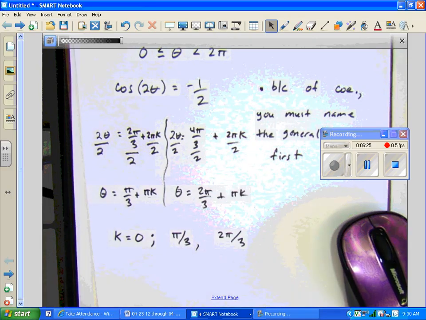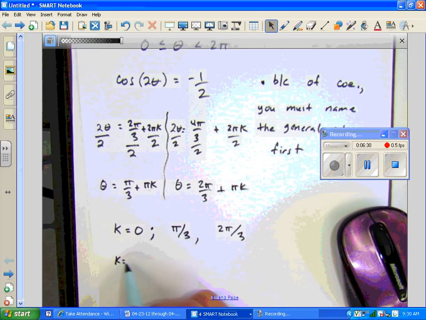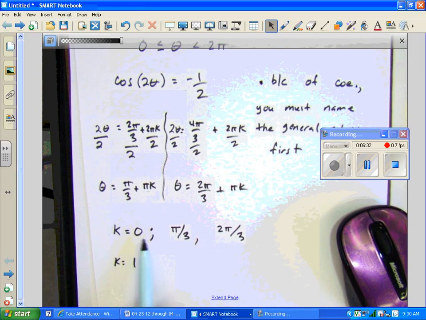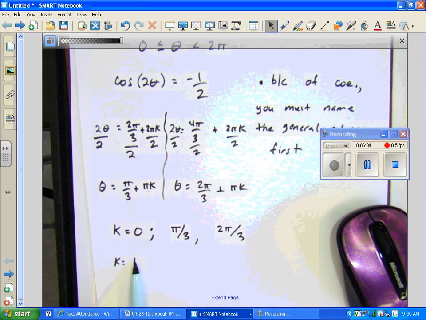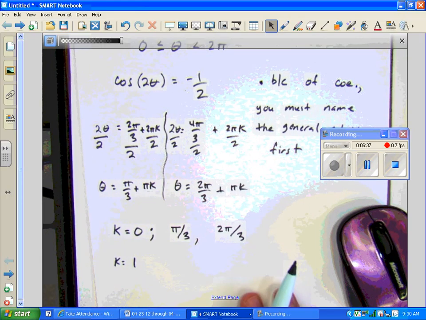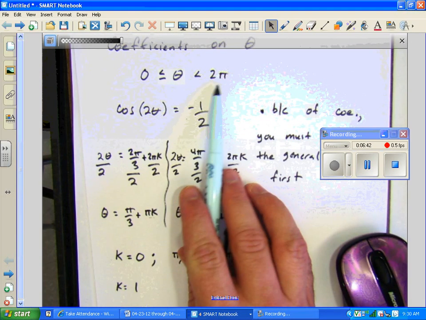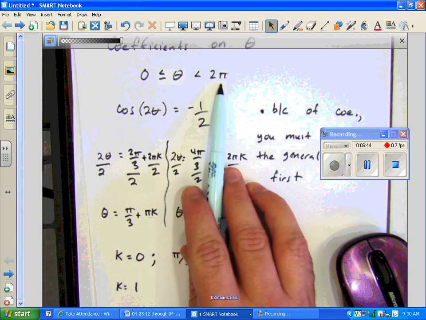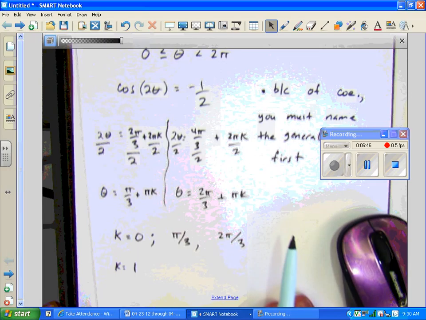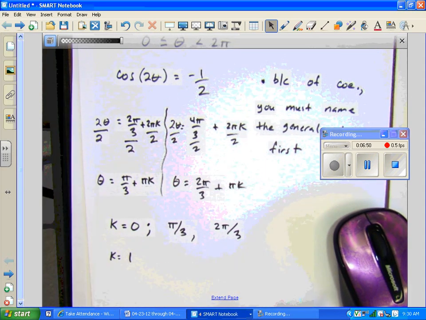Now, so what would my next iteration of k be? 1. So we need to let k equal 1. And so what we're going to do is we're just going to keep building, but we can't go on forever. We're going to stop when, you think? Right. When it gets bigger than 2 pi, we're going to stop. Okay? Now, so let's see what happens when k is 1. Maybe 1's too big. Okay?